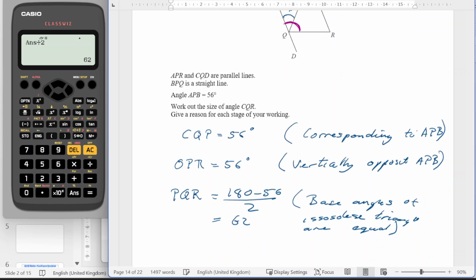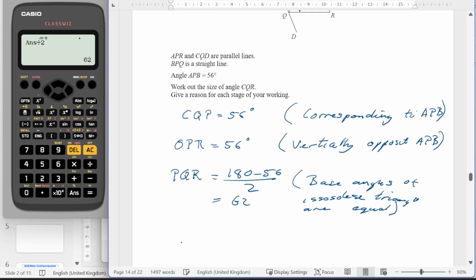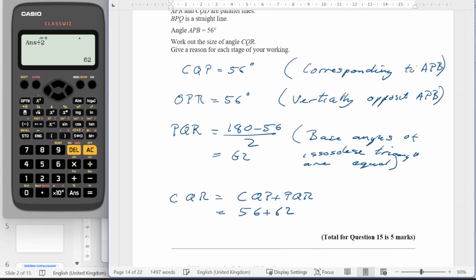And then the final one, I don't really need a reason, but CQR is going to be equal to CQP plus PQR, which is going to be equal to 56 plus 62, which will take me to 118 degrees.